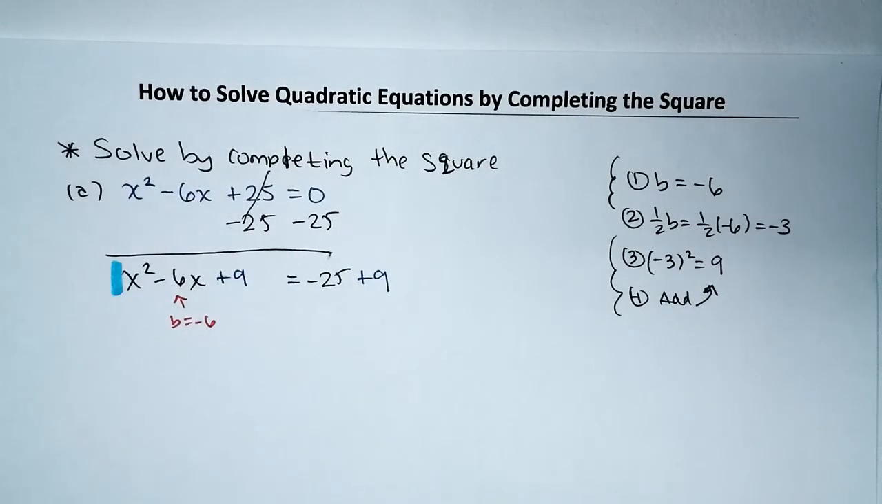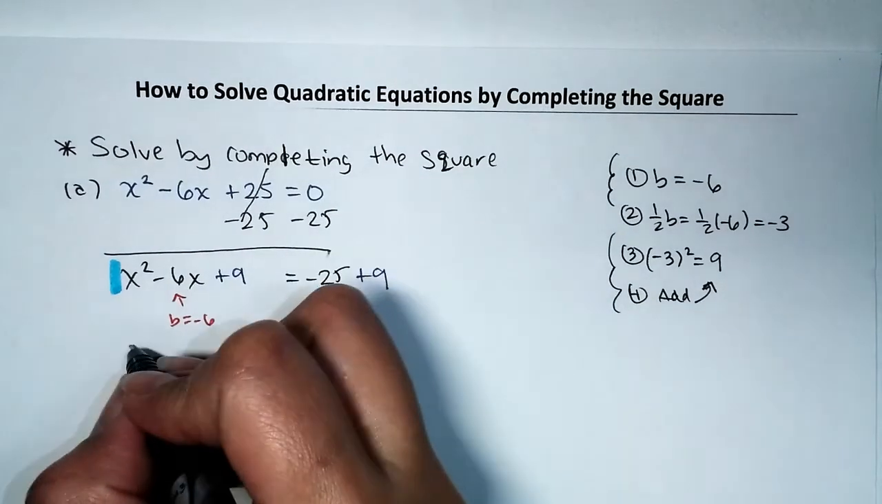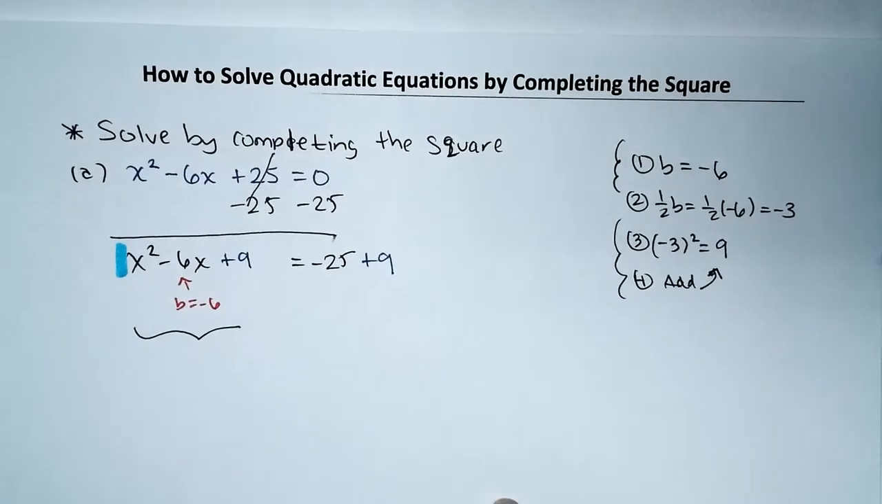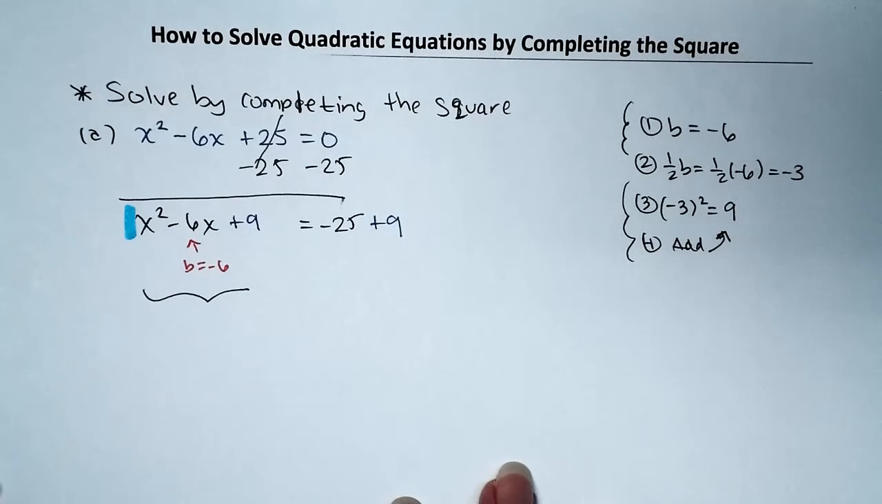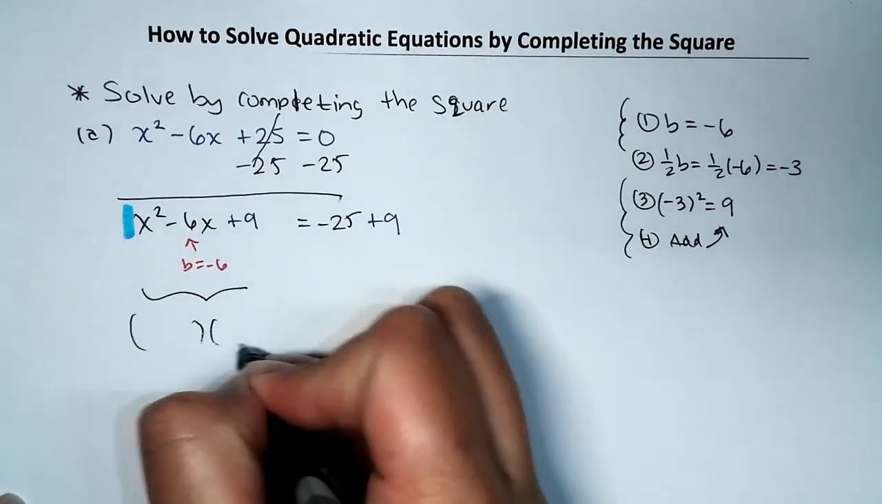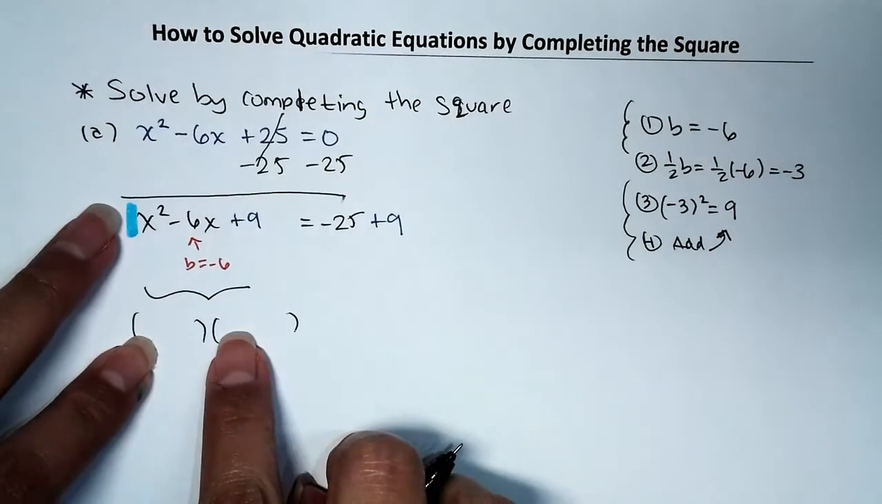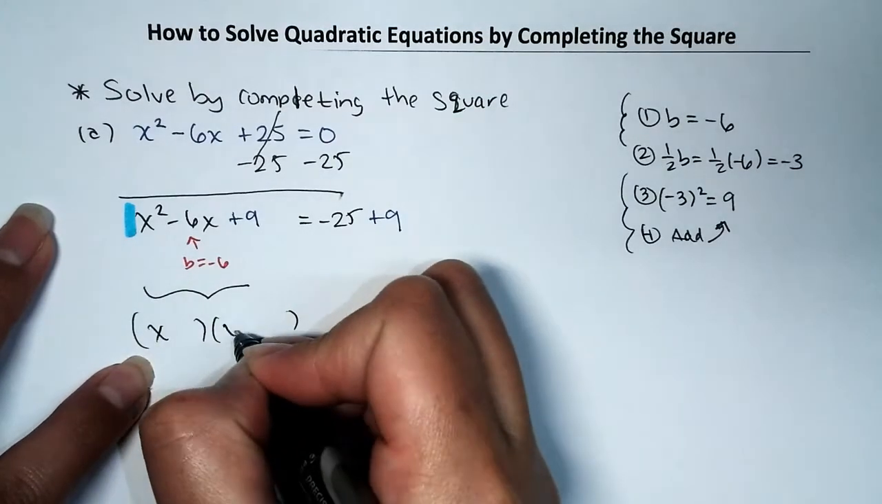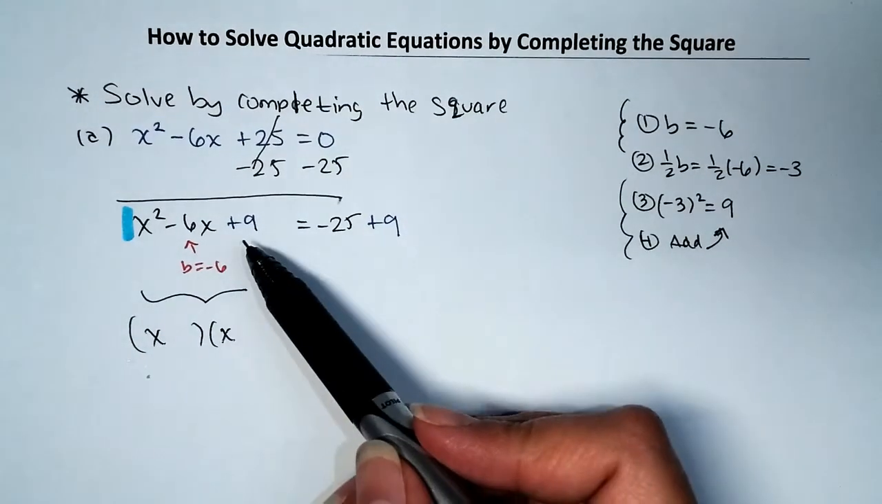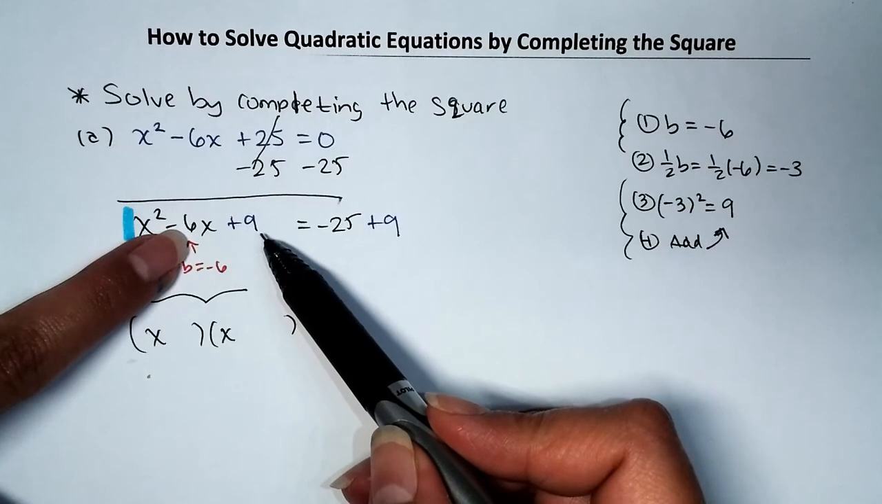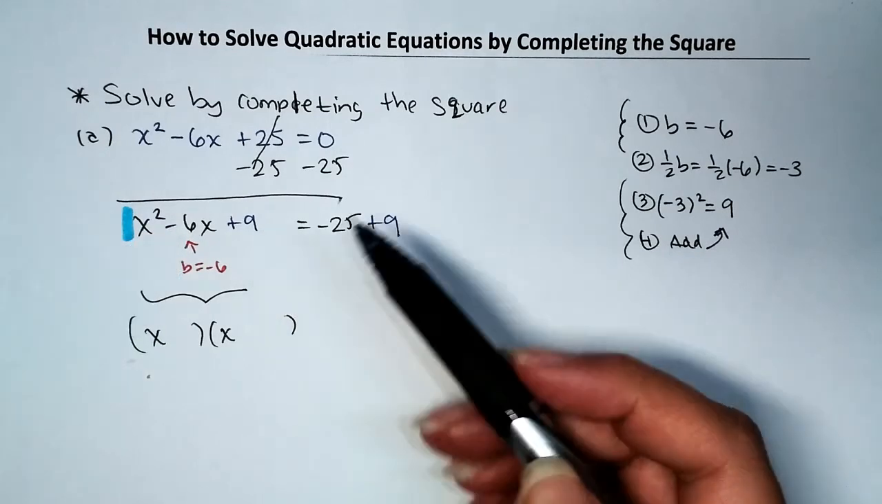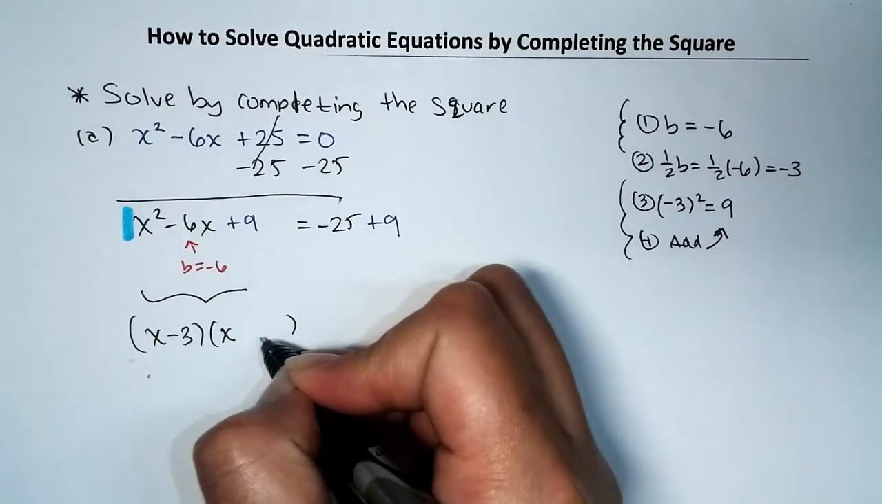Alright, so the left side should have a perfect square. I'm going to pretend like I'm surprised. Actually, no, we should know better than that. So on the left side, let's throw down parentheses and form the product of the first terms. To complete the binomial factors, we want factors of c that add up to b. Factors of 9 that add up to negative 6, which will give us negative 3 and negative 3.